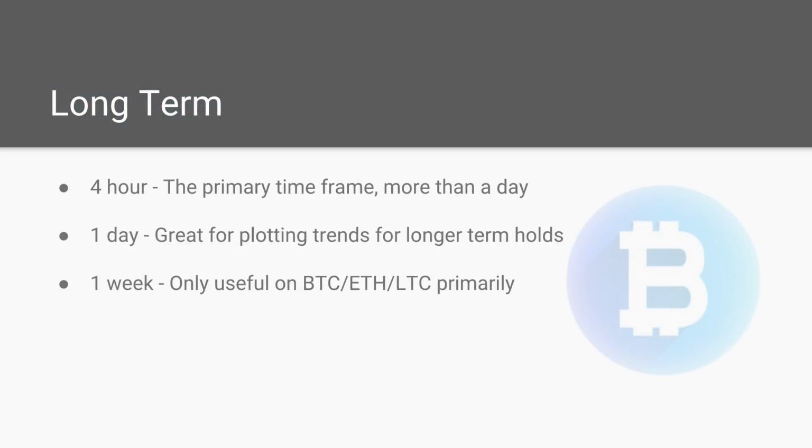And lastly, we're going to have our long-term time frames. These are going to be your 4-hour, your daily, and your weekly time frames. The primary time frame a lot of our analysts use if you have premium is going to be the 4-hour time frame. The reason for this is that a lot of what we do is plotting longer term trades. We're not often looking for just a quick scalp.